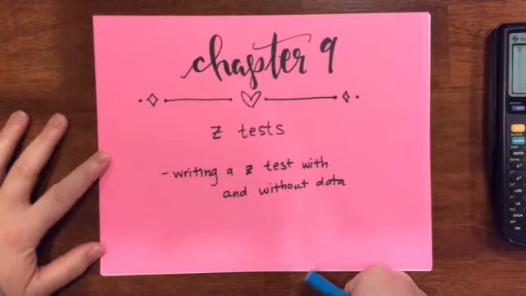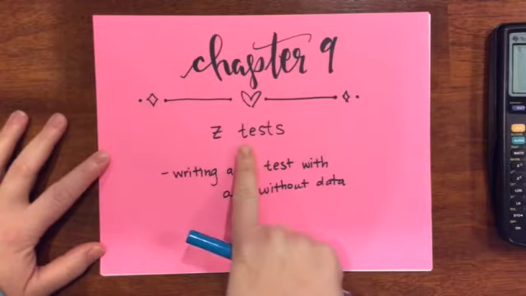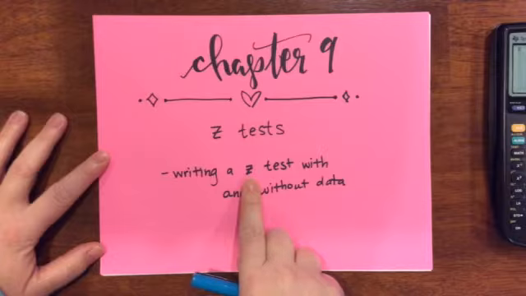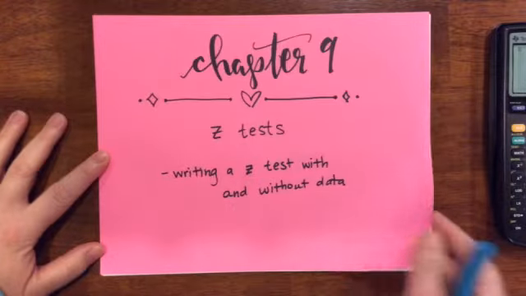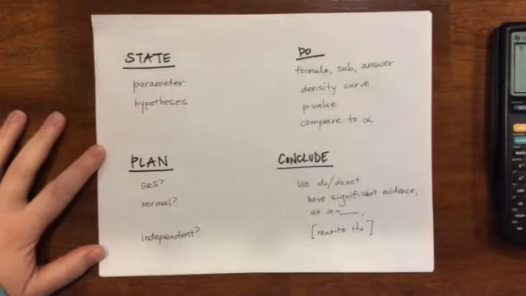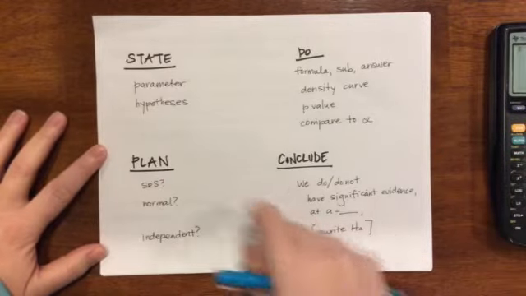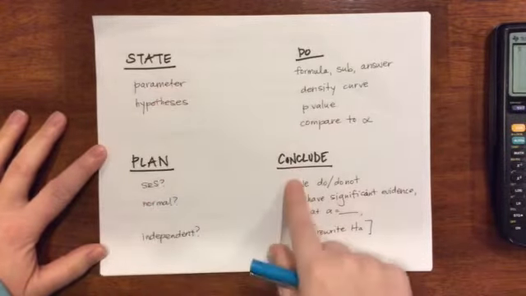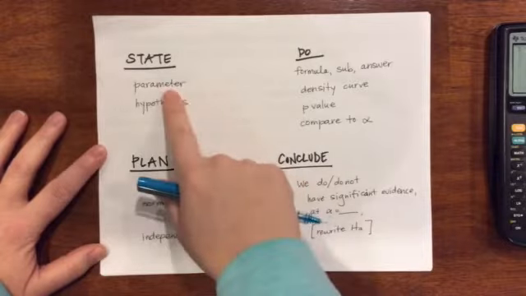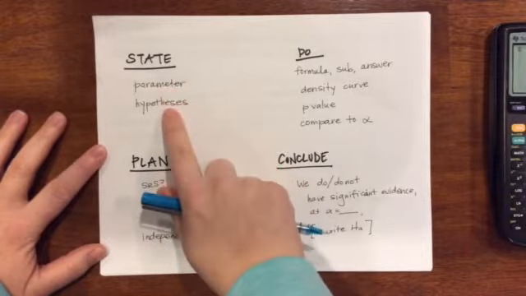Hi guys, this video here is to help explain how to write a z-test. I'm going to show you how to write it with and without data. So let's get started. The basic setup of a z-test, or any test in general, has four parts: state, plan, do, and conclude. In the plan, you're going to write the parameter and the hypotheses.